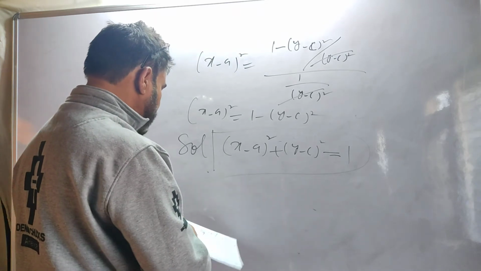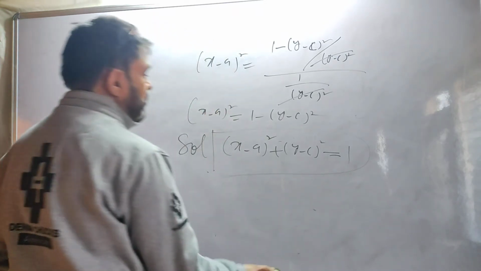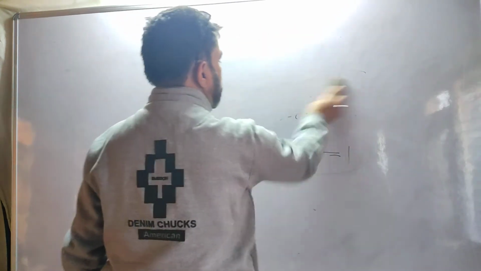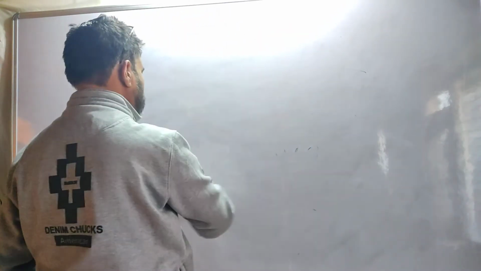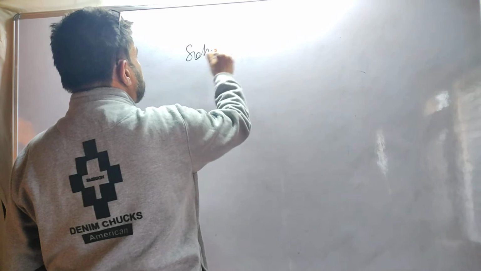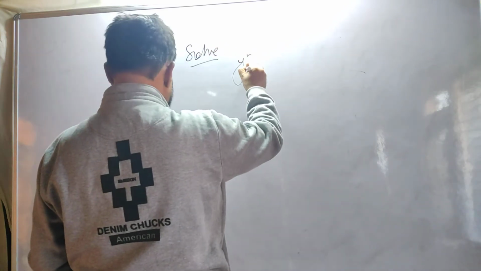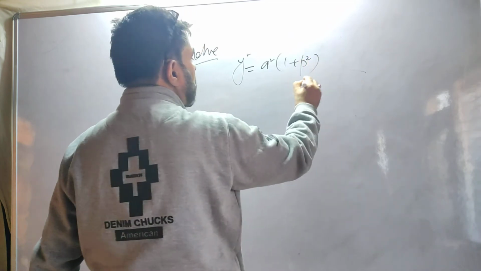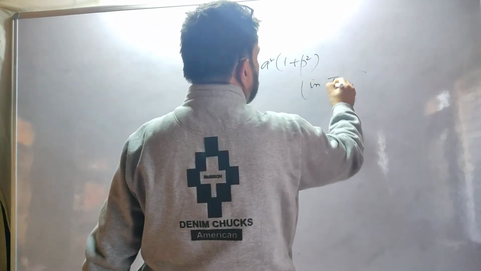Let me take one more example. Suppose I want to solve a particular question. This is the question. Solve y square is equal to a square into 1 plus p square. I will solve it in, say, two ways.